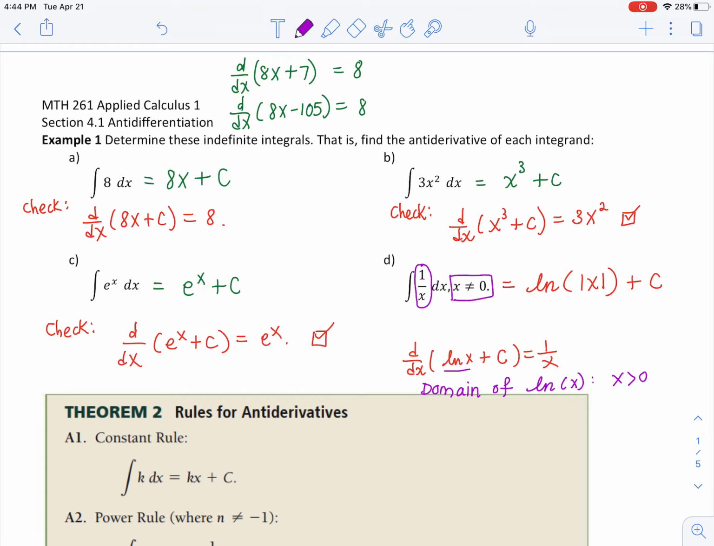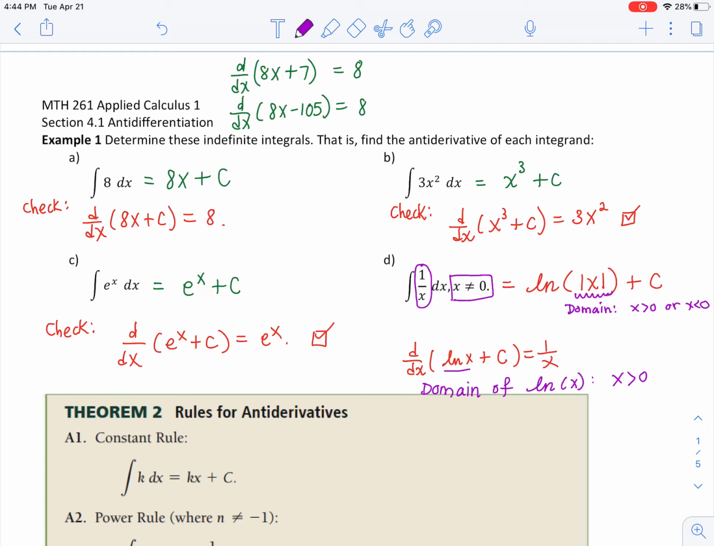Everything greater than 0, right? Now, the domain doesn't exactly match, right? Because the integrand had a domain of x cannot be equal to 0. But if I write this as just natural log of x, then the domain is really everything greater than 0. And I'm ignoring the values that are less than 0.